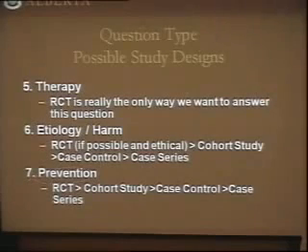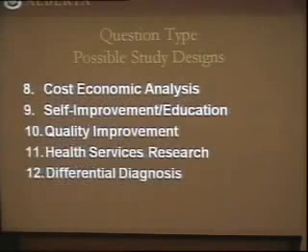Sometimes prevention studies are what you're looking for. Again, they follow very similar quality criteria to randomized controlled trials. But these are the health services research topics that I talked about last time. For cost economic analysis, you're going to look for economic questions. Self-improvement and education, healthcare for patients, quality improvement, quality assurance, health services research, and differential diagnosis are all possible study designs, which may take in a variety of different types of clinical studies, such as cohort, case control, case reports. And again, it depends on what sphere of those you're looking for.